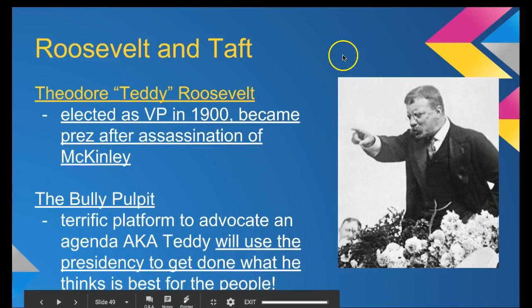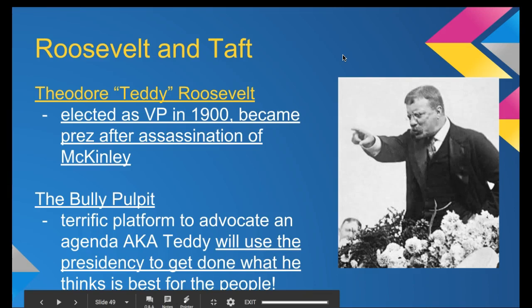So, Theodore Roosevelt was elected vice president in 1900, and he became president after the assassination of William McKinley. The funny thing about Theodore Roosevelt's rise to the presidency was that he had actually been pushed out of New York government. They thought that he was not the type of man that they wanted to have because he was an advocate for the people. They thought he had too much power. So they said, we'll make him VP where he doesn't have a lot of say. And lo and behold, the president is shot, and now Theodore Roosevelt is the president, the most powerful man in the world.